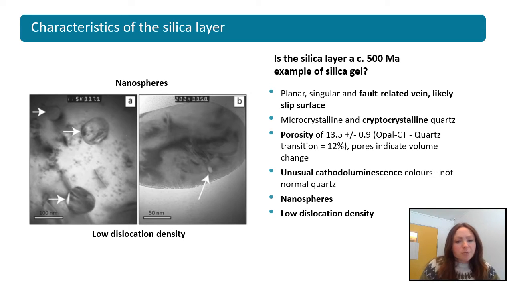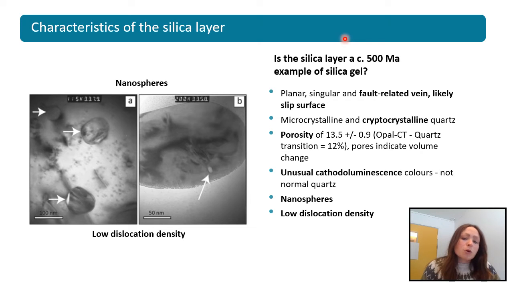Transmission electron microscopy reveals that the silica layer contains these 100 to 200 nanometer sized nanospheres, which are not normally found in quartz. Now, when silica solution precipitates opal, it begins by precipitating silica colloids, and once a solution is saturated with colloids, it becomes an amorphous solution. And so we interpret these nanospheres as silica colloids.